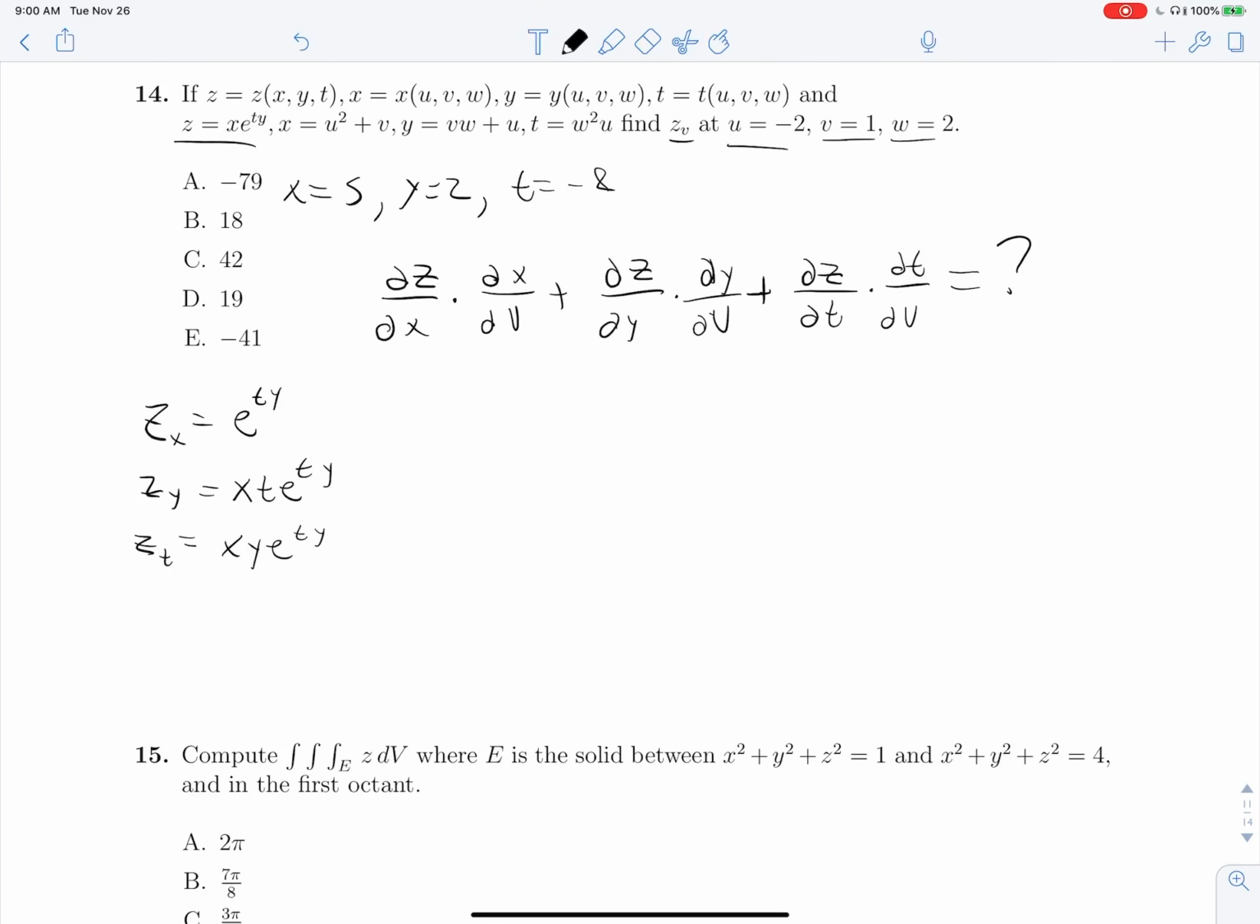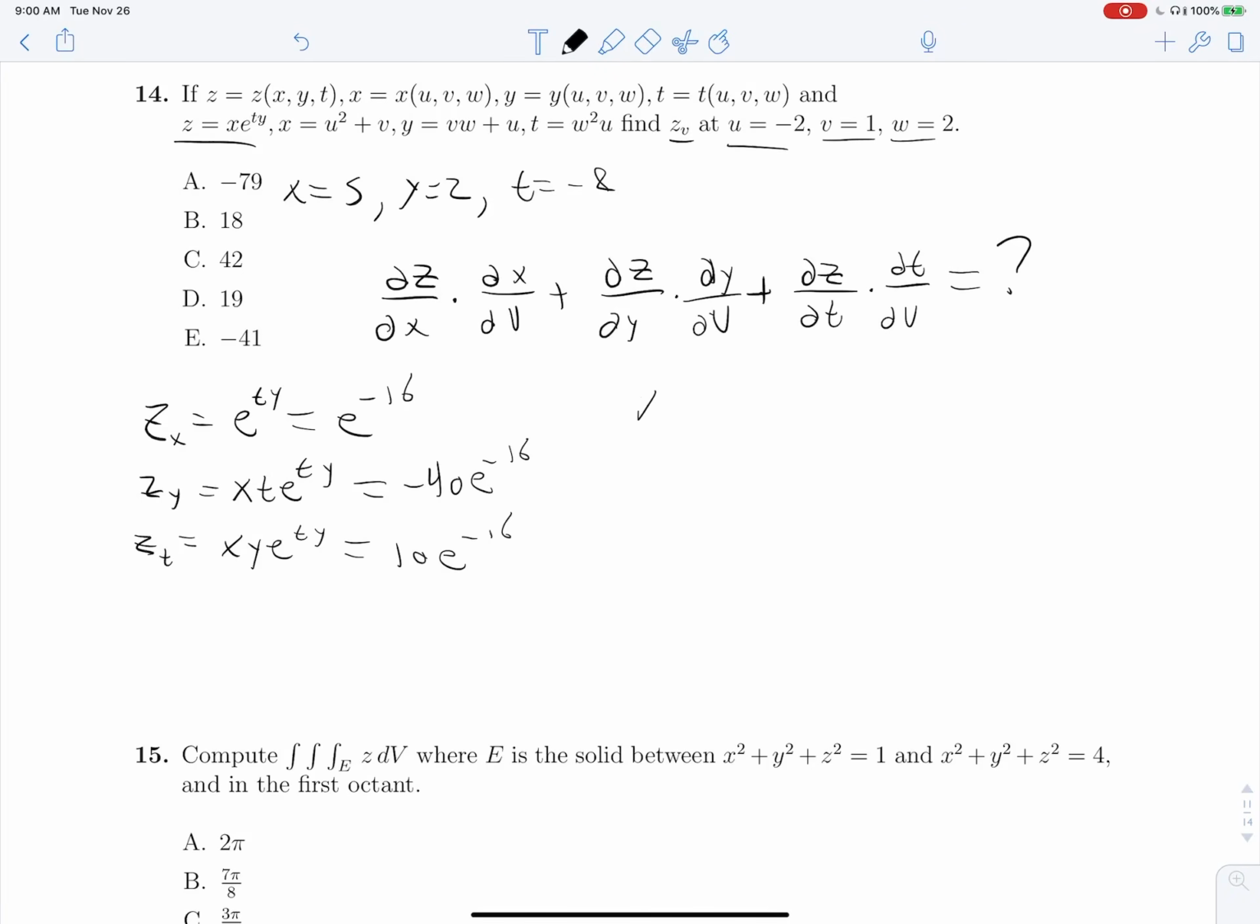I think we're okay. e to the ty is going to give us e to the -16. This guy right here is going to give -40 e to the -16. And this here is going to give us 10 e to the -16. So we have half of our answers. Now we just have to evaluate the rest.